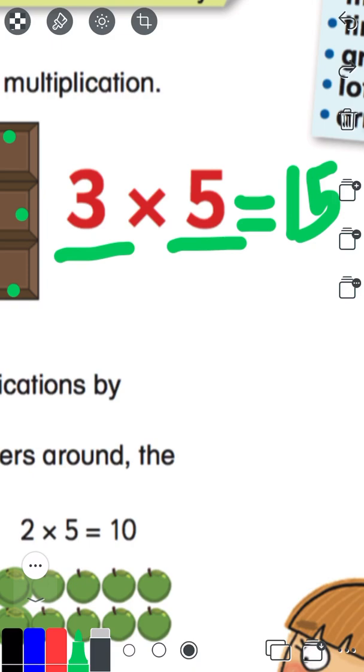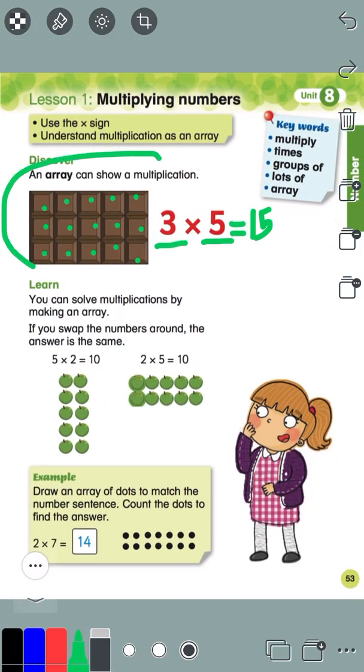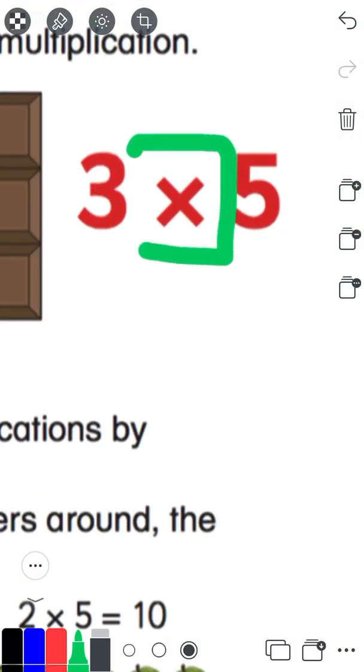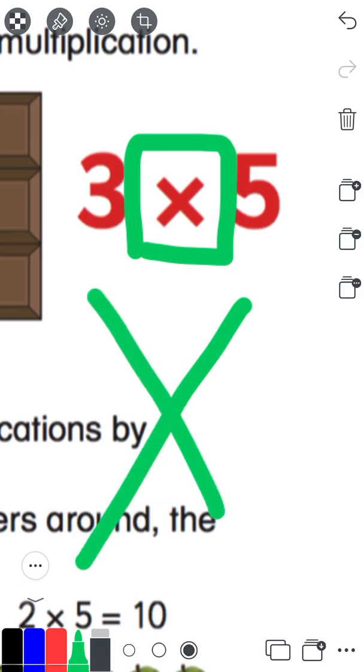Again, I didn't hear you. 3 times 5 equals 15. In this lesson, we are using the array to count and to find the multiplication. This is multiplication because we're using the multiplication sign, which is the X.